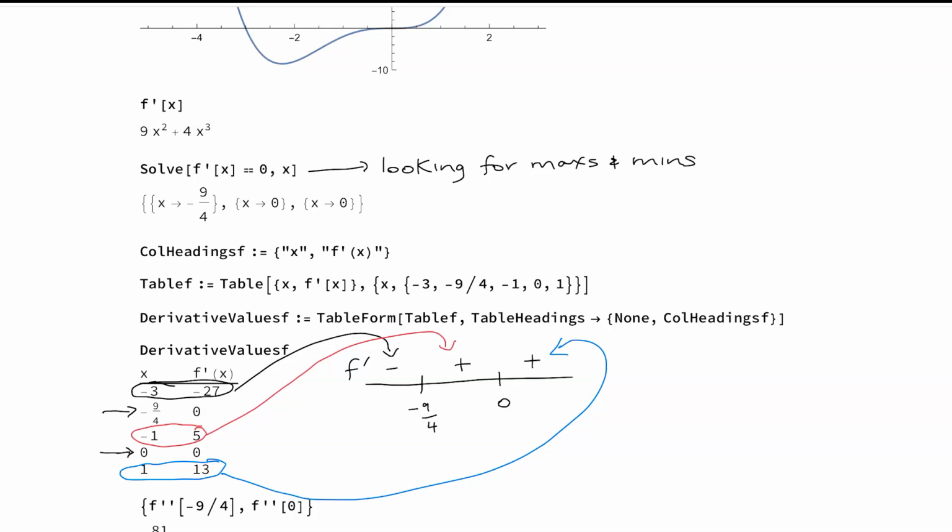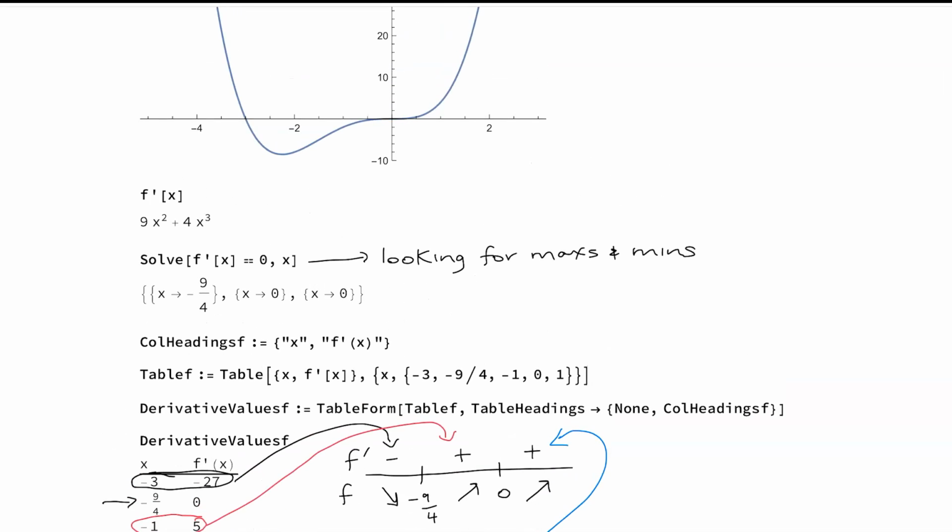And then to the right of x equals 0, I can put another positive value because I tested an x value to the right of 0. I tested x equals 1. And the y value I got for f prime was positive. So putting this together, I know that f is decreasing to the left of negative 9/4, and then it's increasing, and then continues to increase after x equals 0.